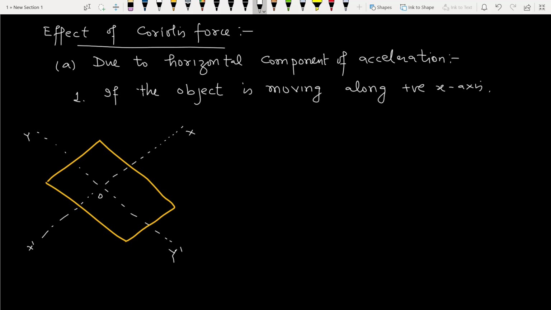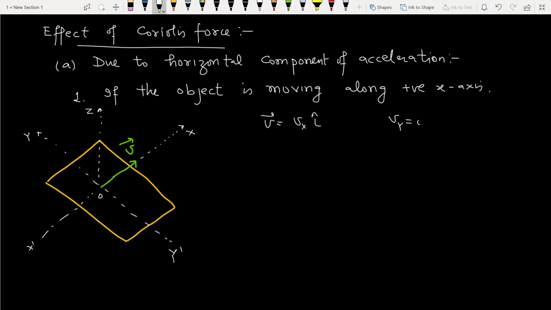This is the origin, and this is the z-axis. The z-axis is the vertical axis, and our object is moving with velocity v along the positive x-axis. Now what will happen? If the object is moving along the positive x-axis, then our velocity will consist of only an x component.